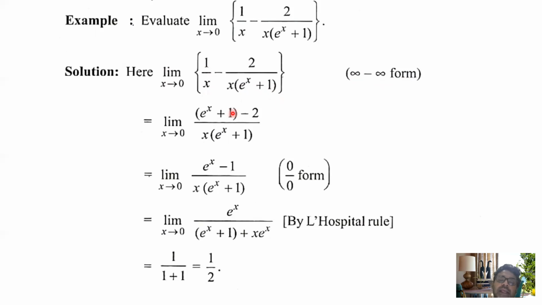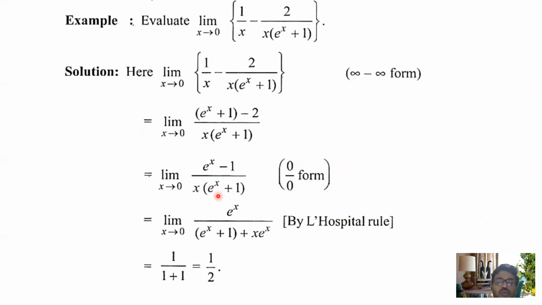Then what do you do? Take LCM. x e to the power x plus 1 minus 2 by x into e to the power x plus 1. So again you can check, if you put x equals 0, then ultimately simplify, what you have is e to the power x minus 1 by x into e to the power x plus 1. That is 0 by 0 form. Clear? After simplification, 1 minus 2. Okay, now e to the power 0 means 1 minus 1, 0, and e to the power 0 is 1, 0 into something means 0. 0 by 0. Again L'Hospital rule.